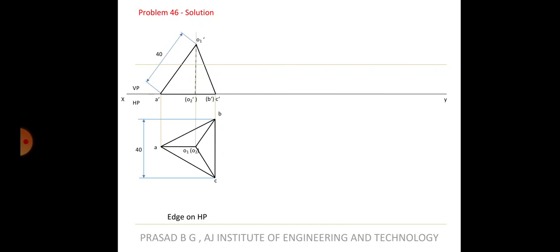Okay, so the proper shape of the tetrahedron you will get only when you consider the base in the top view, which line is parallel to the XY line. Only from that side you have to draw 40 mm, or whatever the dimension given. In this case it is 40 mm. I hope I have made myself clear with this part.